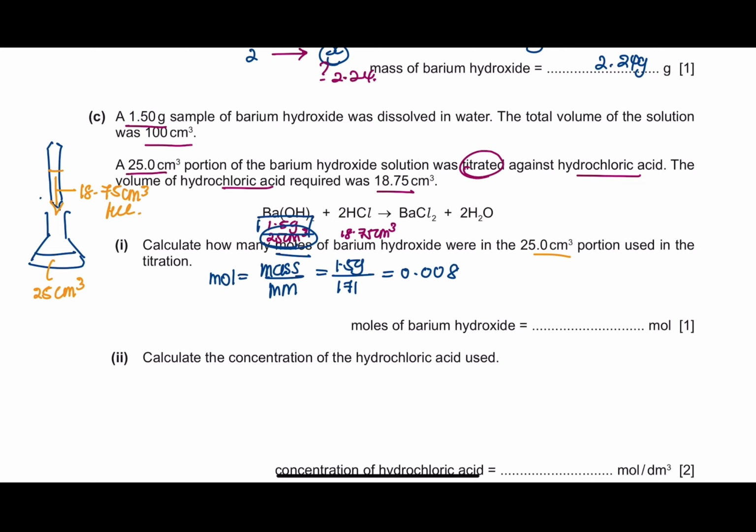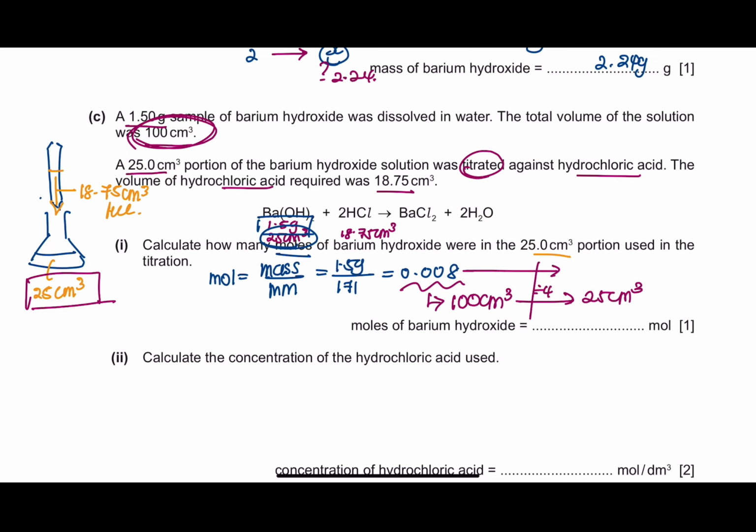However, this 0.008 value was actually for the total volume of the solution which was used, which is 100 centimeter cube. However, in this portion, since we are only using 25 centimeter cube, it means that we have to divide the number of mole accordingly as well, which is by 4. So you would be getting a number of mole which is 0.002 mole. So that would be your answer for the moles of barium hydroxide.